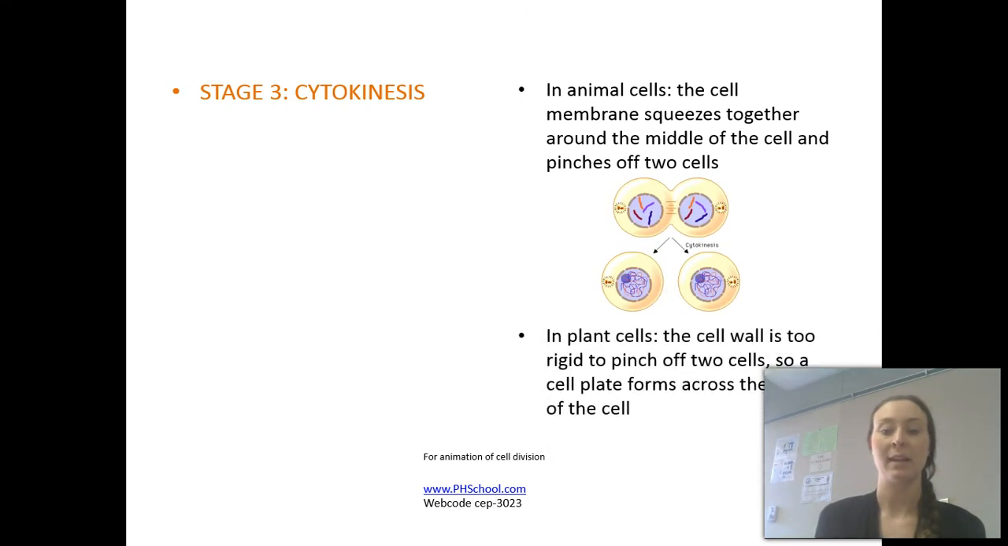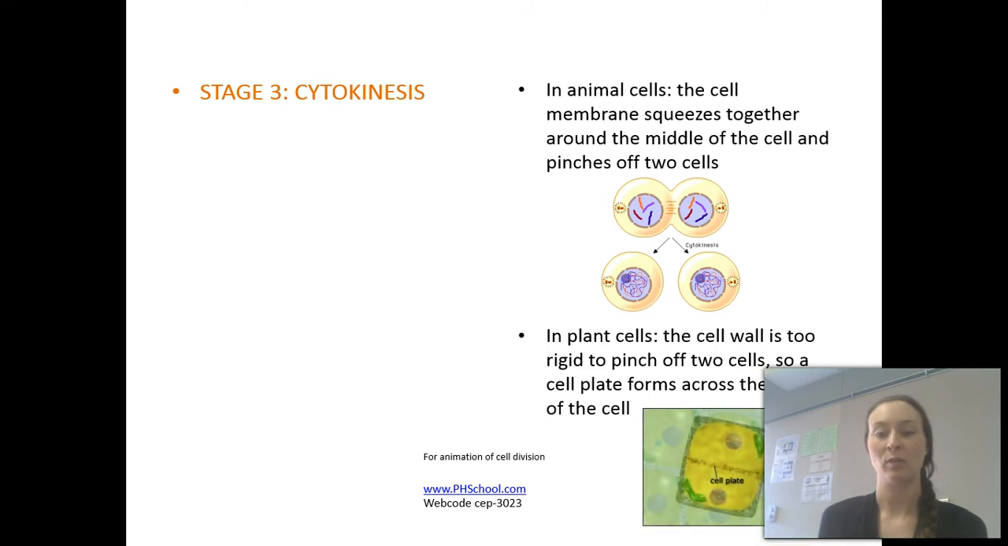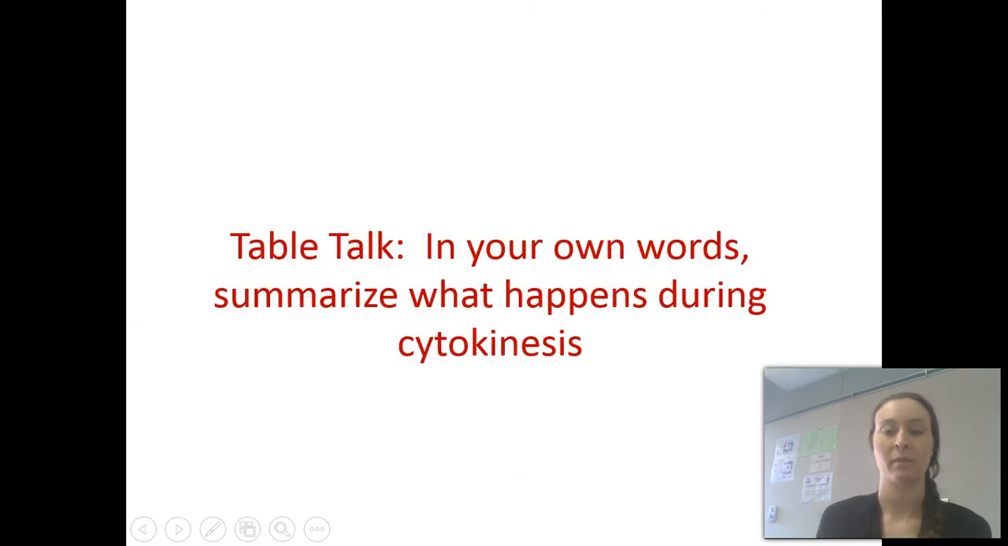In plant cells, the cell wall is too rigid to pinch off 2 cells, so a new plate forms across the middle of the cell. And you can see the difference here in these pictures. So think about this question. In your own words, summarize what happens during cytokinesis.